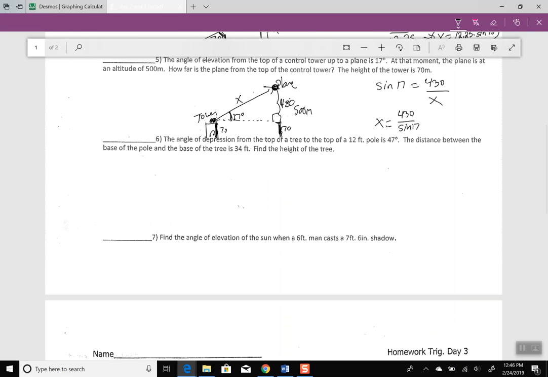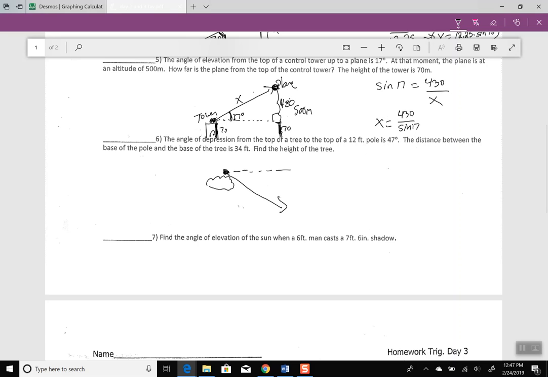Okay, Class 2. Angle of depression. Depression means you're going downhill, so I'm just going to make a dot and go down. Then I make my horizontal, and if it gives me the angle, awesome. If not, I need to probably find it. So the angle of depression from the top of a tree.